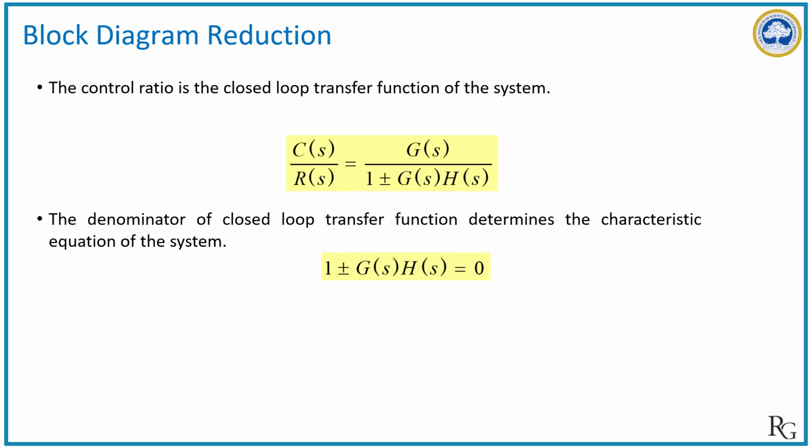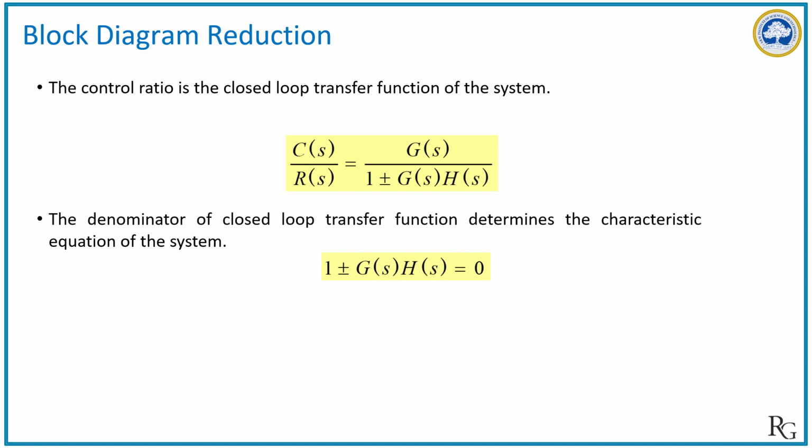The control ratio of the closed loop transfer function is known as C by R, which is equal to the forward path gain G(s) divided by 1 plus or minus G(s) into H(s). The plus or minus sign depends on whether there is positive feedback or negative feedback. If there is negative feedback, then the sign will be plus. If there is positive feedback, then the sign will be minus.